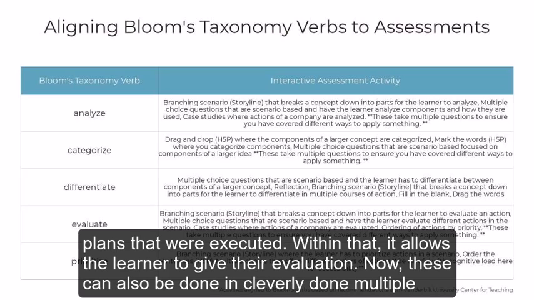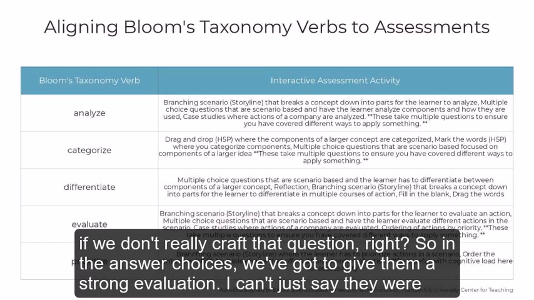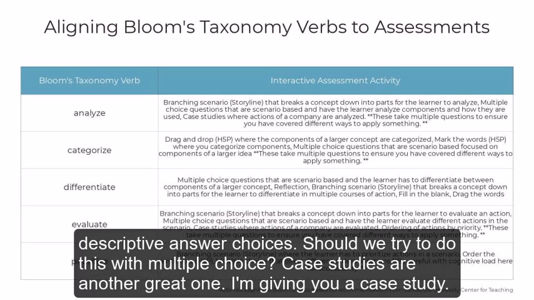Now, these can also be done in cleverly done multiple choice questions that are scenario-based, and we're going to ask the learner to evaluate it. But we're not going to be able to get quite as good if we don't really craft that question, right? So in the answer choices, we've got to give them a strong evaluation. I can't just say they were correct. I need to say this action was the most appropriate because it was blank. We're asking the learner to differentiate between very descriptive answer choices. Should we try to do this with multiple choice?